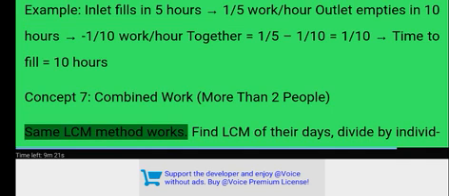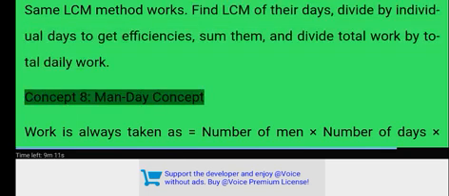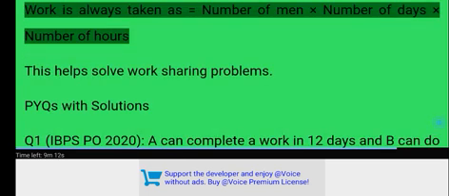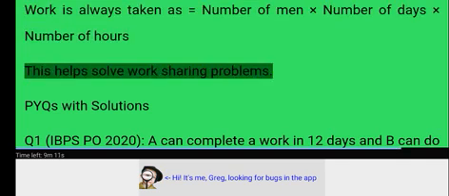Concept 7: Combined work, more than 2 people. Same LCM method works. Find LCM of their days, divide by individual days to get efficiencies, sum them, and divide total work by total daily work. Concept 8: Man-day concept. Work is always taken as equal to number of men times number of days times number of hours. This helps solve work sharing problems.